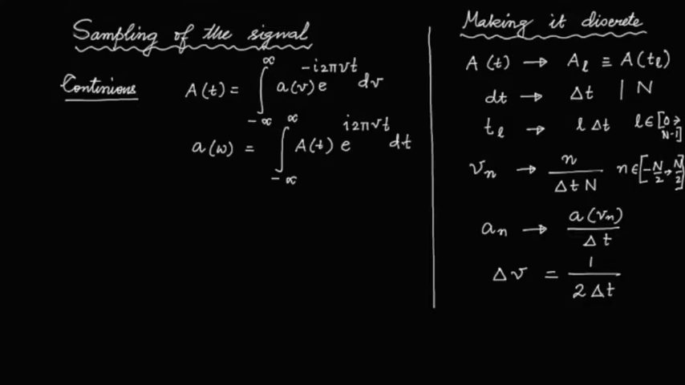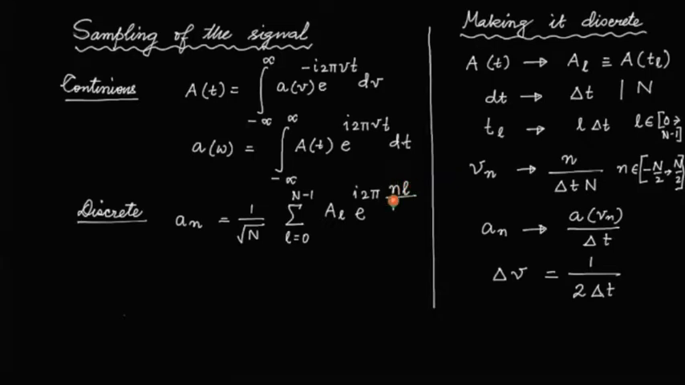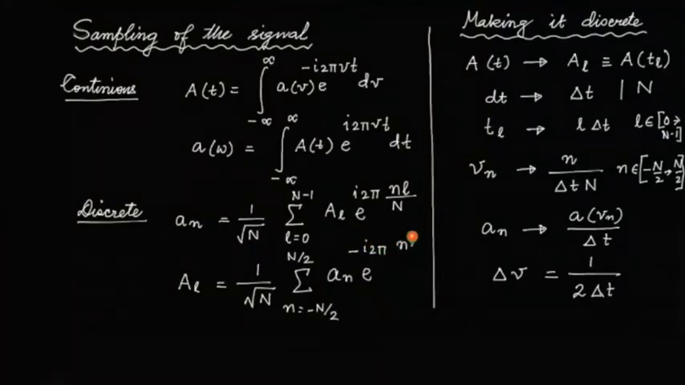Okay. So this is the continuous version, and the discrete versions we wrote in this way. So an is, again making it symmetric, 1 by root n, with the sum over L equals 0 to n minus 1 of AL e to the I 2 pi n times L by capital N. And similarly, AL is 1 by root n again. So far, whatever we have written here, this n goes from minus n by 2 to plus n by 2, and then an. Everything is the same, just a minus sign over here.